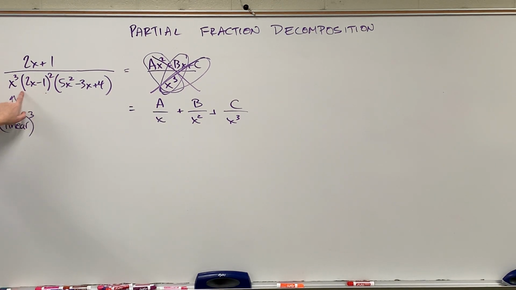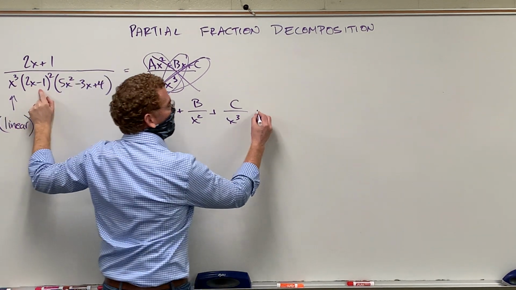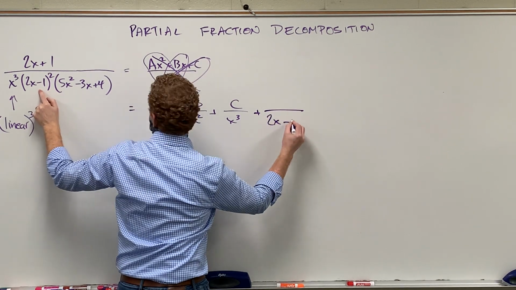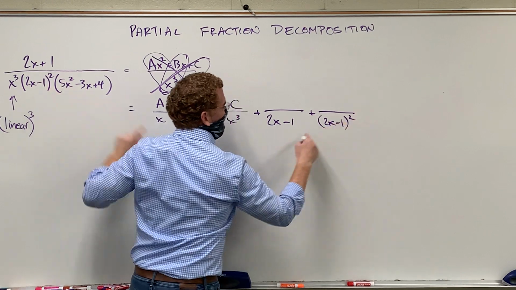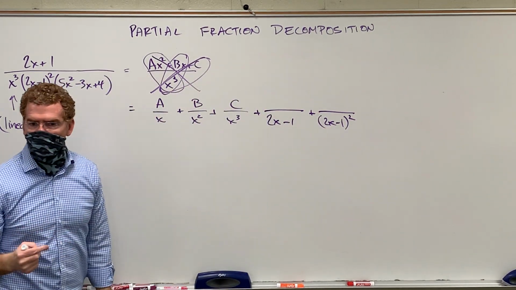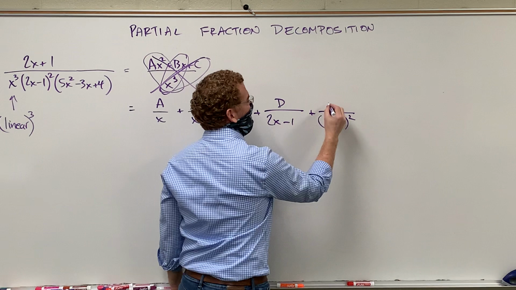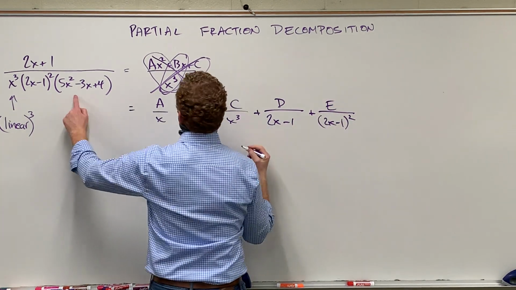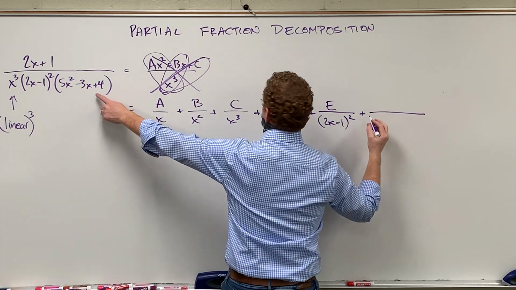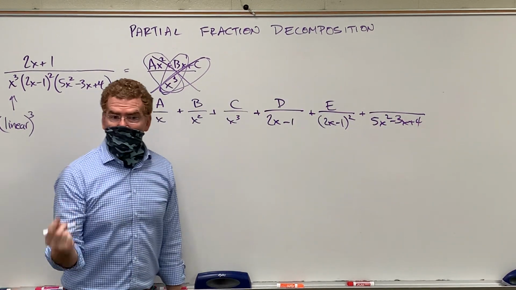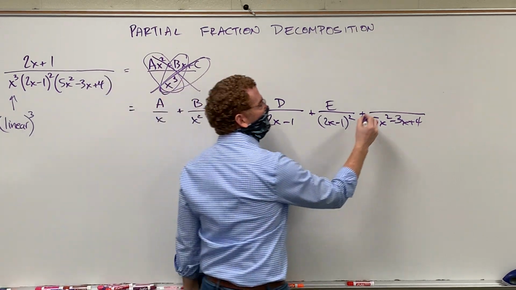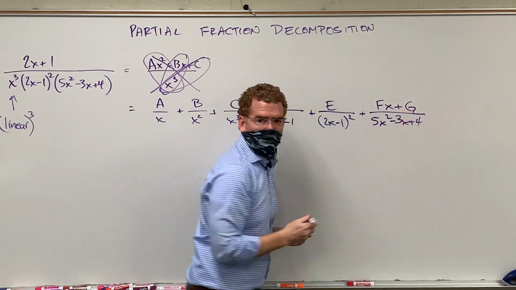What do I do with this? What is that? A linear squared. So it's a linear term squared, so how do I write it? Linear. And then what? Linear squared. And since it's linear, what goes on top? Another constant, so d, e. And then finally, what do I have here? Quadratic. And what do I do with the quadratic? Linear on the top, so what goes on the top? Are you seeing this?